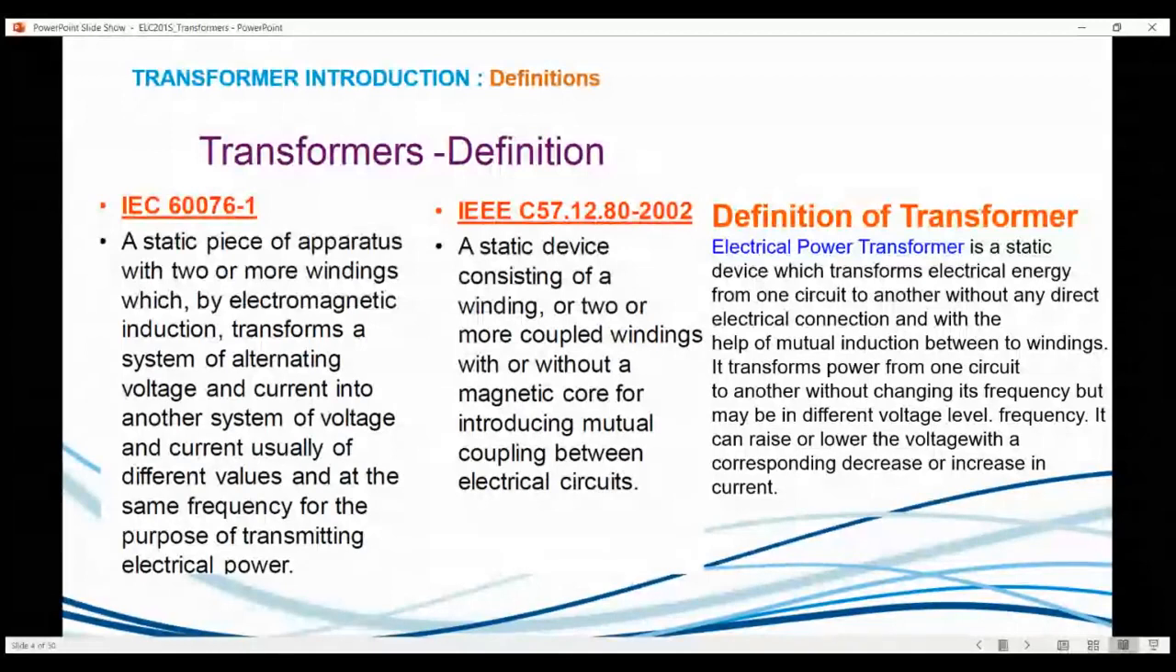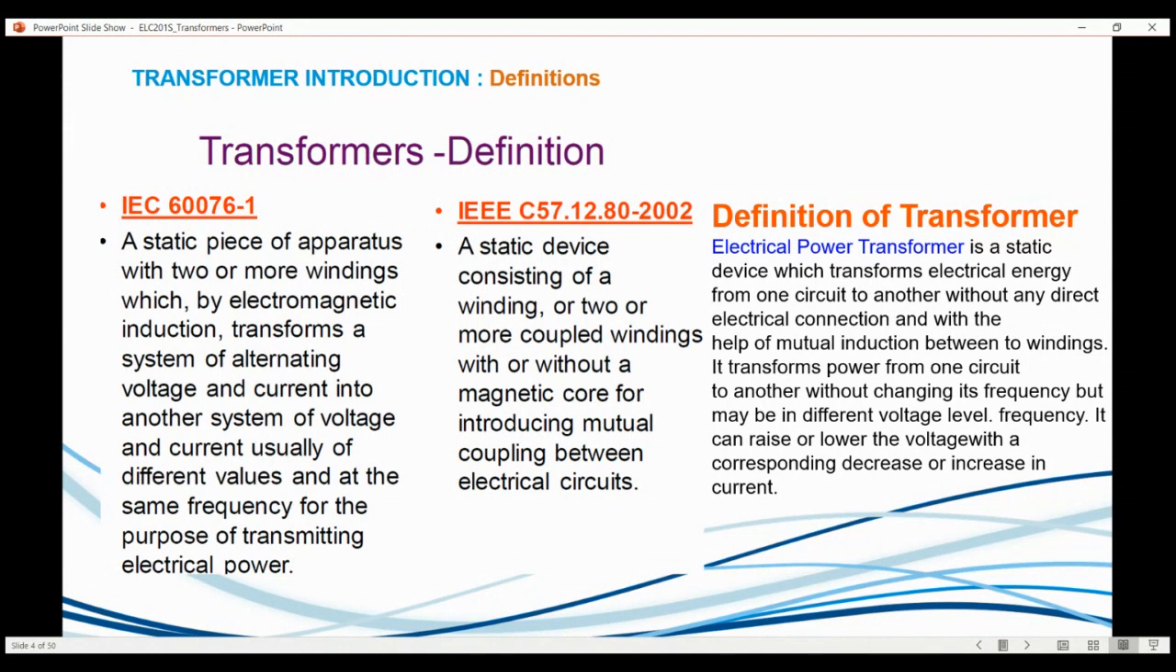Some good definitions of what a transformer is, from the IEC 60076-1: it's a static piece of apparatus with two or more windings which, by electromagnetic induction, transform a system of alternating voltage and current into another system of voltage and current, usually of different values at the same frequency, for the purpose of transmitting electrical power. I think that's pretty perfect in terms of definition.